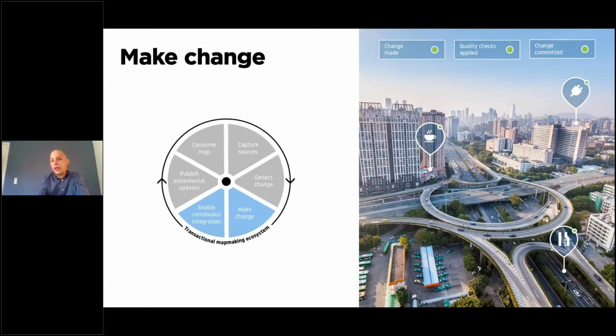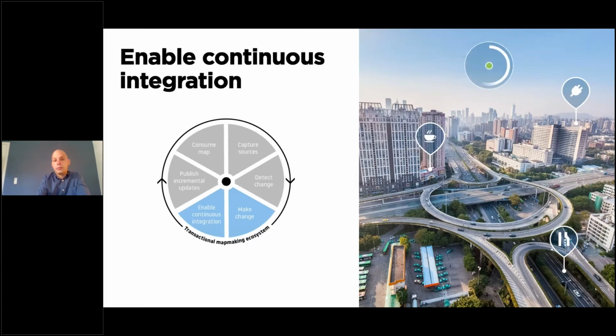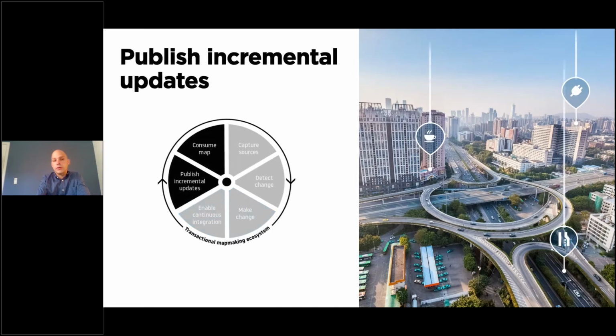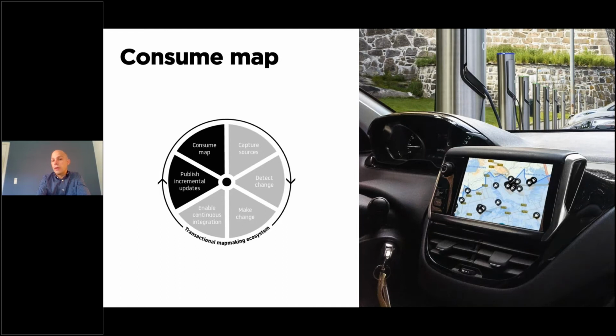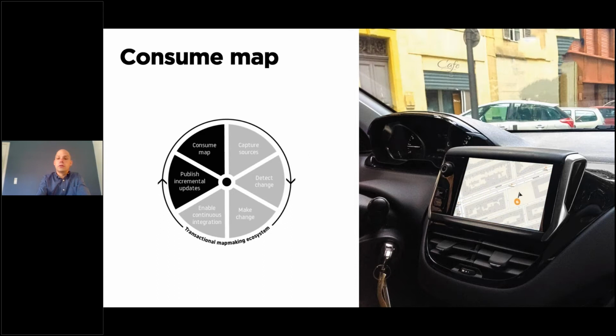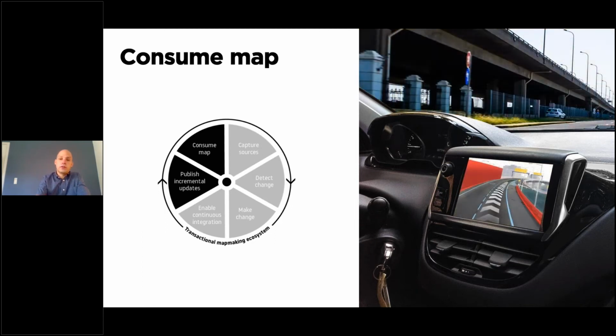And when that is happening, we are then generating transactions, which is enabling that continuous integration into the map. And that is by publishing the incremental updates, and later on the map being consumed. In this case, it's the standard map you see on the screen in the vehicle, but we also use the same system to publish our HD map and the other features that are not seen directly by the driver, but used by the vehicle's computers.